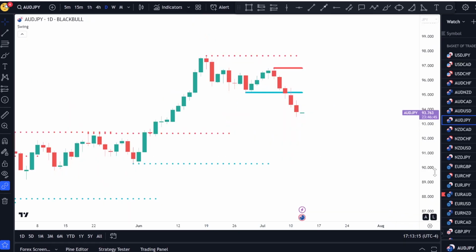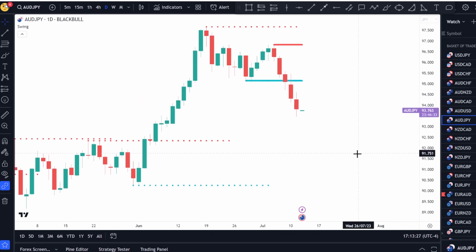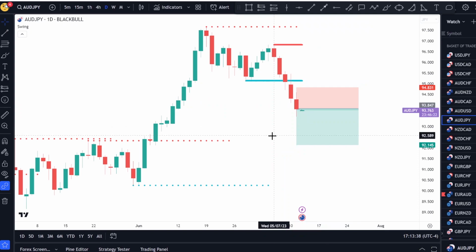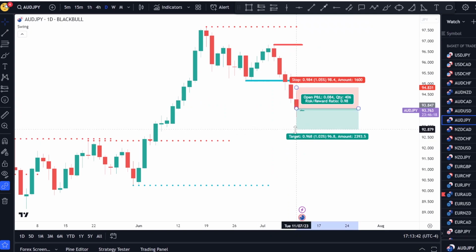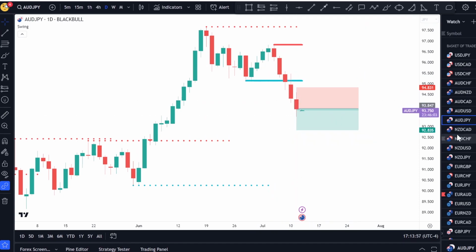AUD JPY. This pair I didn't have in my list. I previously removed it because previous methods weren't working very well on it. I didn't notice that instead of having 28 pairs, I only had 27. So we're gonna start trading this as well. Hopefully it doesn't bounce against us. The first trade has been going pretty well. These all could have been our winners. You can't trade what you can't see. Alright, that was AUD JPY.